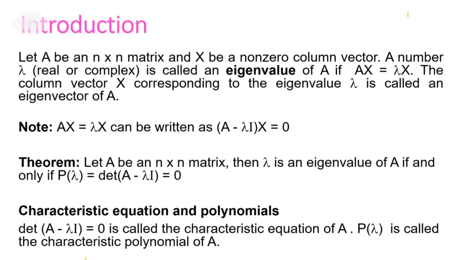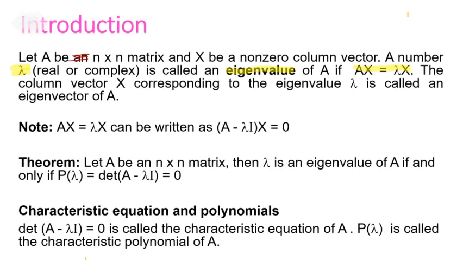First, introduction. Let A be an n times n matrix. Why do you have n? Okay, let A be an n times n matrix and X be a non-zero column vector. A number lambda, so here the roots we call lambda, real or complex, is called an eigenvalue of A if AX equals lambda X.